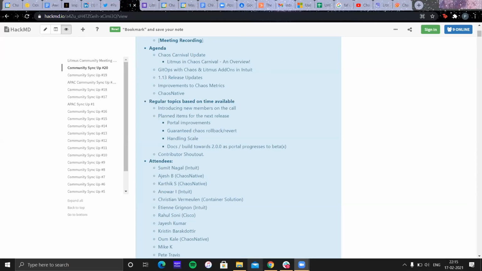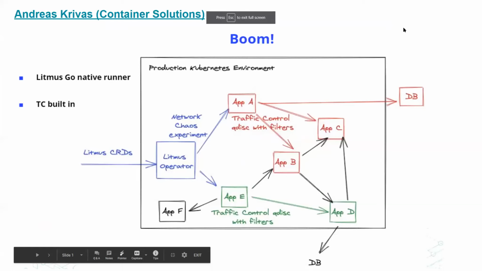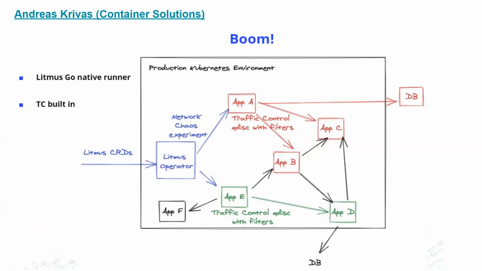I'll share my screen and very quickly go through some of the interesting talks around Litmus in the Chaos Carnival. I will share these slides on the meeting page, and you can go ahead and take a look at these talks. Apathy has already shared the links for the YouTube recordings. So these are hyperlinks. You can actually go to the individual talks. I'll just cover some very interesting use cases. I was also hosting the event and did not catch up on a lot of these when they occurred, but went back and took a look at them and found them to be really interesting.